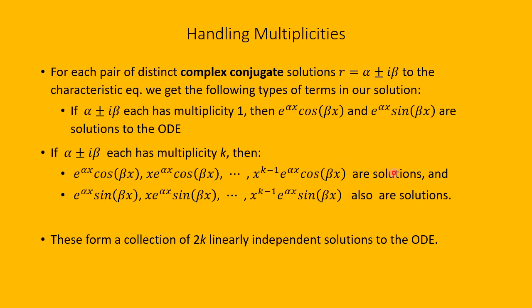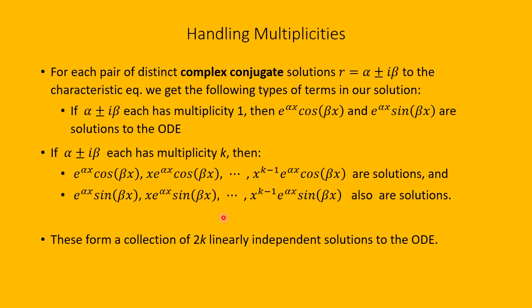All of these are solutions to the ordinary differential equation. Also, if you replace all these cosines with sines, these are also solutions to the ordinary differential equation. And all of these are a linearly independent set of solutions to that differential equation. Now, for a given differential equation, constant coefficient, homogeneous, linear, you might have some roots of the characteristic equation that are real and others that are complex.